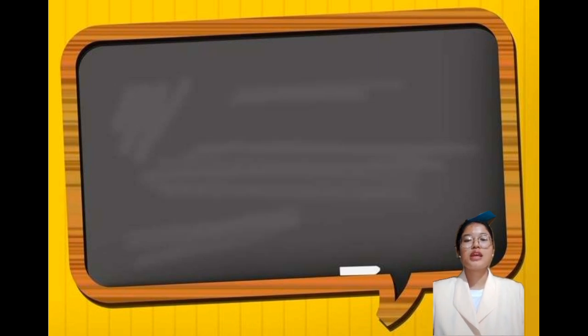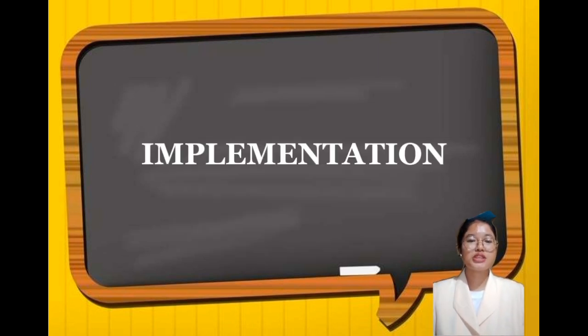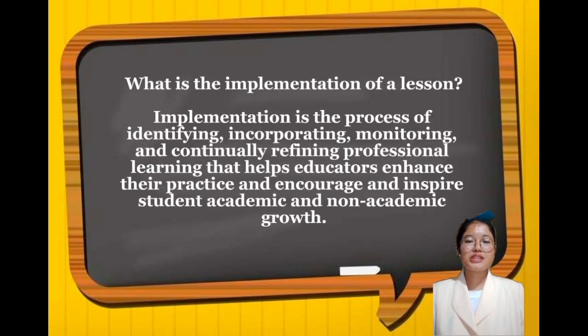So, next, we have the third stage, which is implementation. So, what is the implementation of a lesson? Implementation is the process of identifying, incorporating, monitoring, and continually refining professional learning that helps educators enhance their practice and encourage and inspire students' academic and non-academic growth. So, implementation involves delivering the lesson, actively monitoring student understanding, and incorporating feedback for continuous improvement.